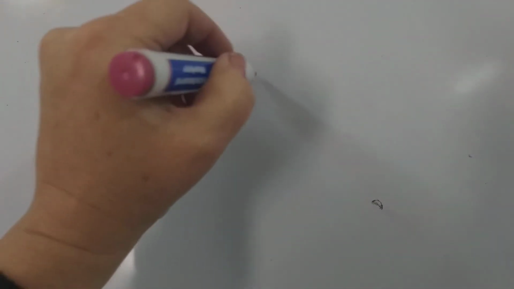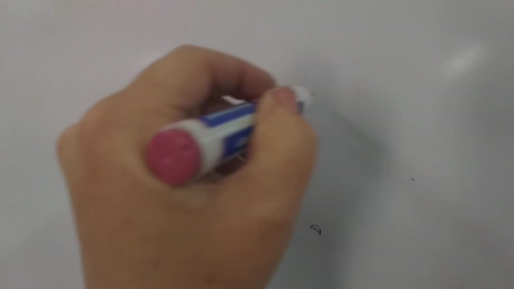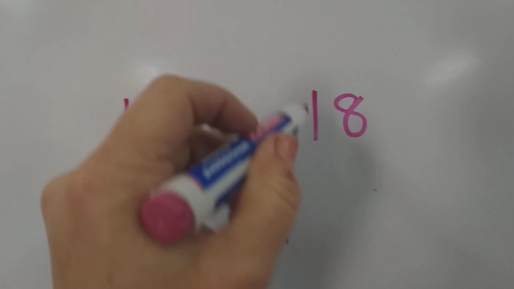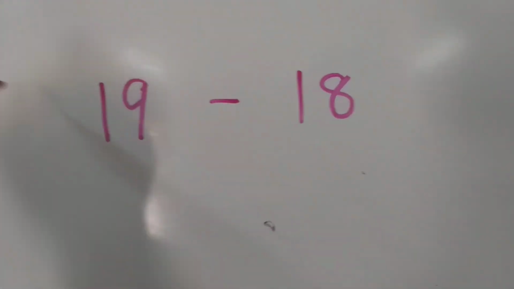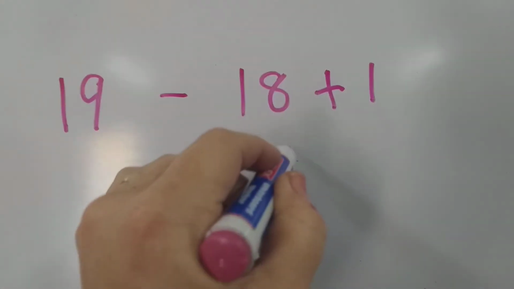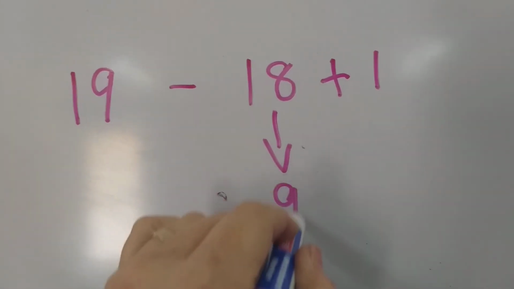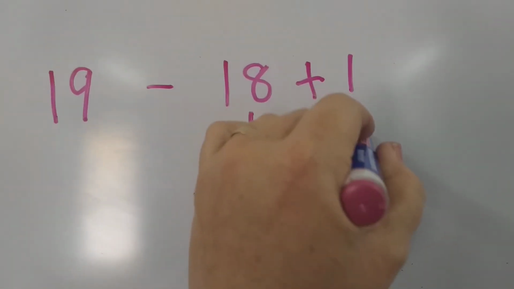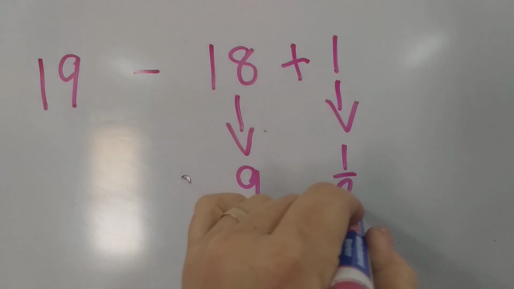Let's try a bit more of a difficult number. Let's try 19. So what are you going to do? Just split that into 18. Remember, we've gone back to the previous number. Plus 1. Half that, we got 9. Half that, we got a half. What's my answer?